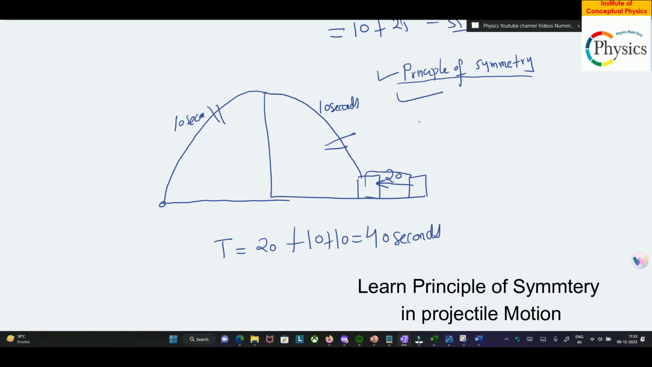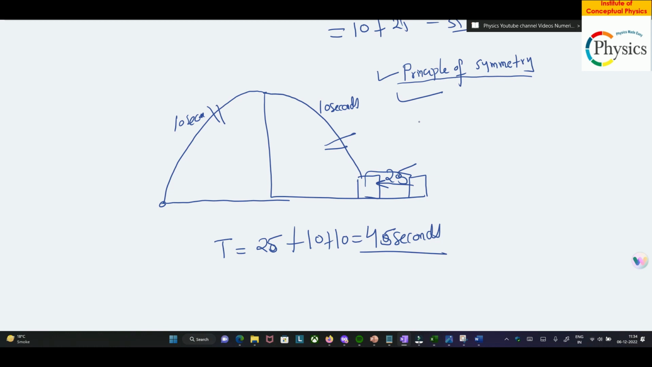I think this is 10 seconds, 20. So I think this was 25 seconds. So let me just correct it. So this is 25 plus 25, and 45. So don't worry about this, but I think the main point I'm trying to emphasize is that the principle of symmetry is very important for you to understand. If you don't learn the principle of symmetry, you will find the projectile questions, as they become more complex, to be very difficult. So as you're progressing, increase your order of thinking and also learn about the principle of symmetry.